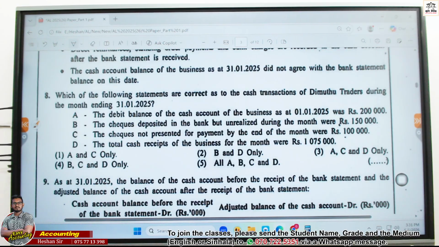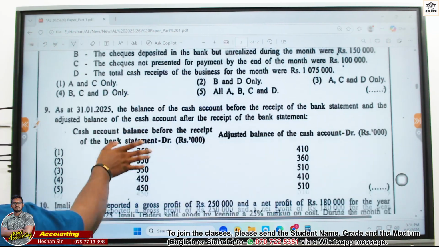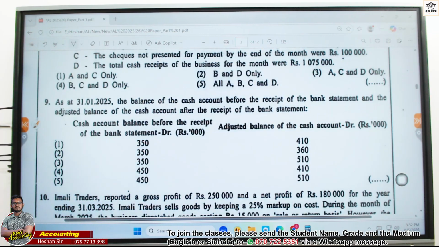Right? Okay. So let's see the first one. Which of the following statements are correct in relation to the cash transactions of the Dimuthu business trading month of January ended? Now, correct. Next, they are asking what? They are asking as at 31st of January 2025, what they are asking? Cash account before the receipt of the bank statement and the adjusted balance of the cash account after the receipt of bank statement.